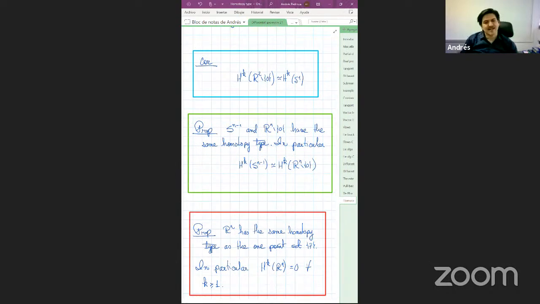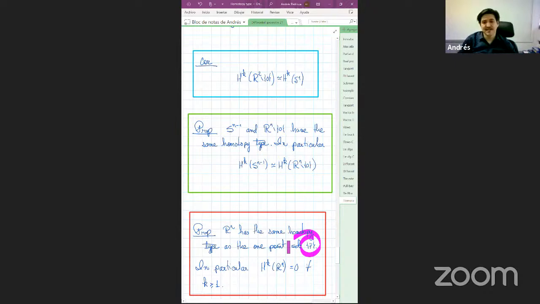Now, Euclidean space. The Euclidean space has the same homotopy type as the set that contains only one point. You can say the origin if you want. Okay? Usually it is denoted like this. So Rn has the same homotopy type as the set that has one point.